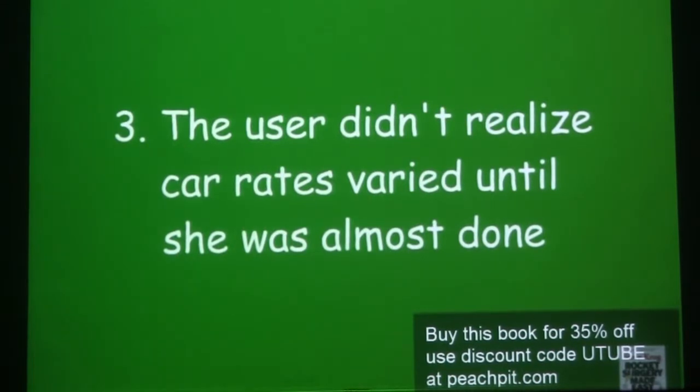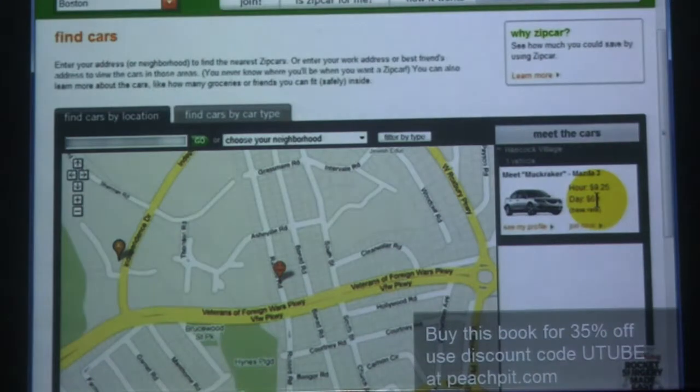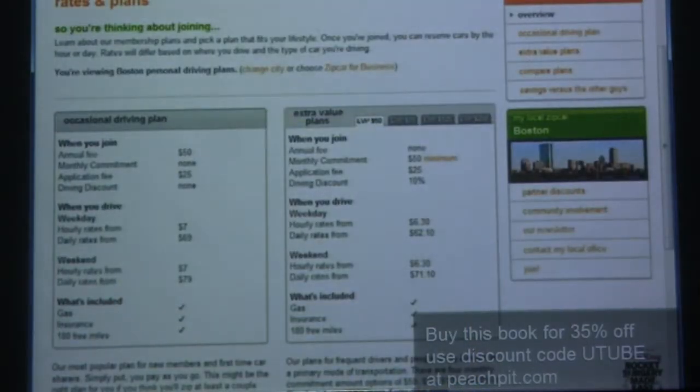Near the end of the session, the user was surprised to see if the car available in her neighborhood would cost her more than she thought it would, based on what she'd seen on the rates page. She even said that this might make her distrust the whole site and leave. The rates page actually does use the word from to indicate that the prices shown are minimums, but from is on the left side of the column and the prices are on the right.